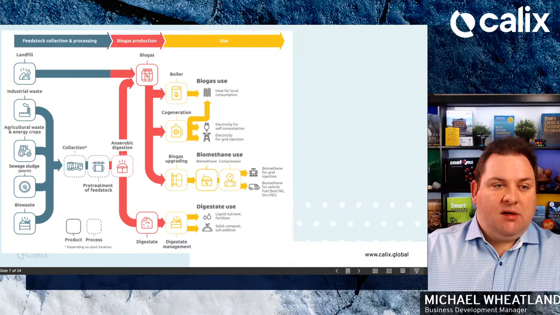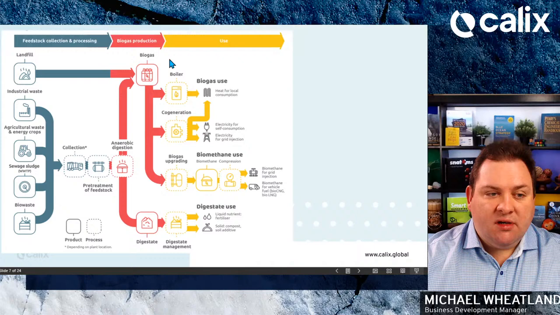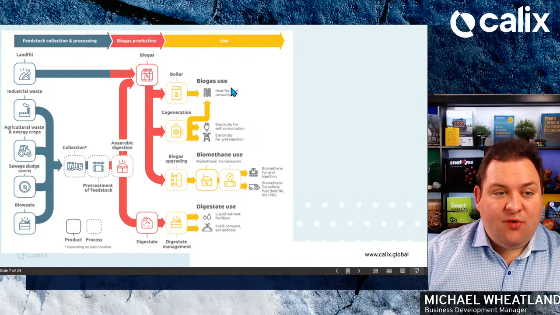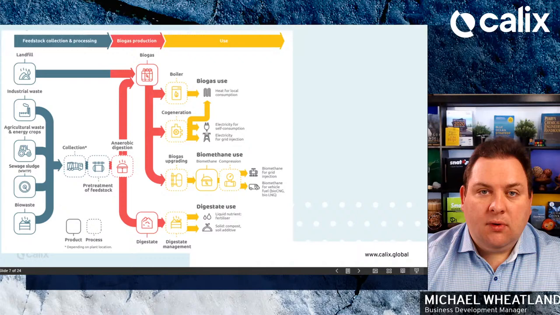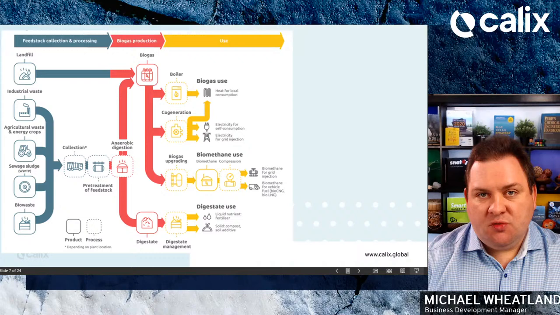So we produce the biogas as a part of the anaerobic process, so anaerobic digestion. The gas can be used in boilers for energy. It's cogeneration, so you can use a generator to generate electricity and use the waste heat from that system to create more energy, whether it's for an industrial process, or it could just be for reheating the pond.